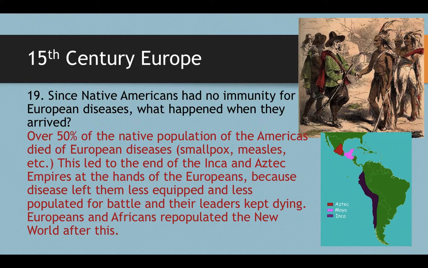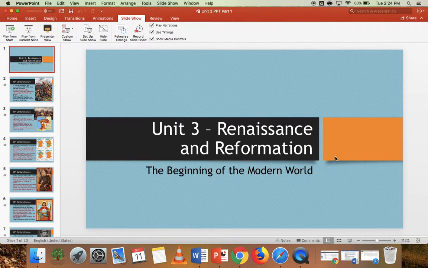Now, Europeans and Africans then repopulated the New World after this. Obviously, the Europeans by choice, the Africans not by choice. Okay, and we'll get into the Atlantic slave trade and other things like that later on. All right, so that is 15th century Europe and what resulted from the discoveries at that time.